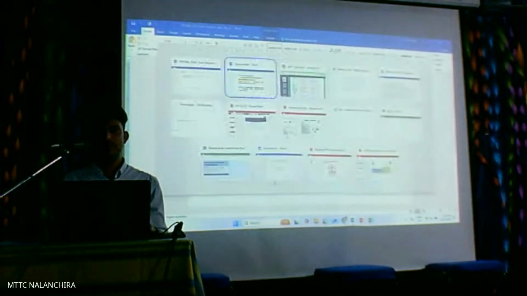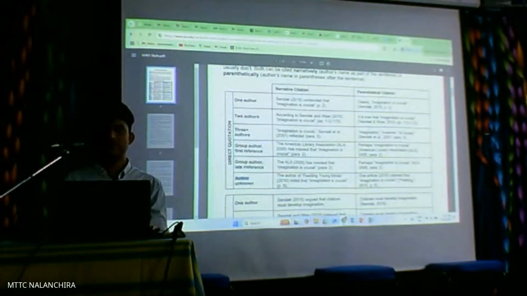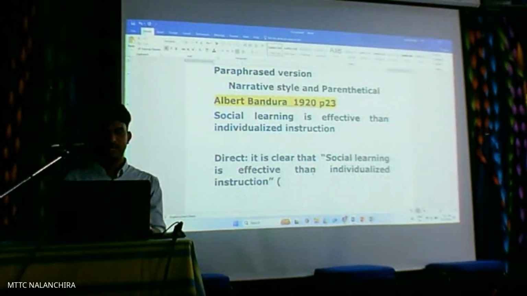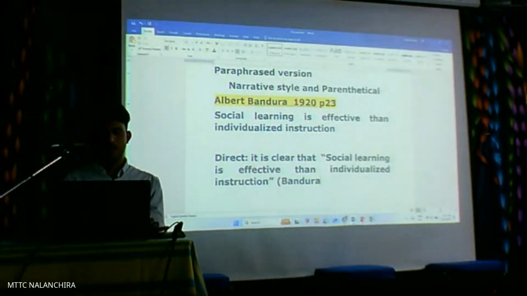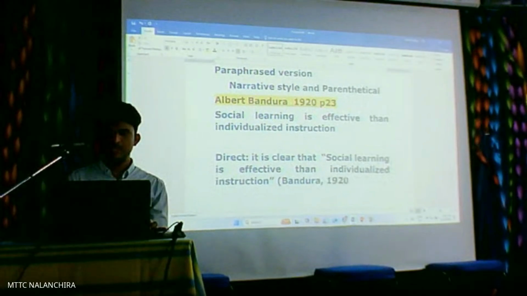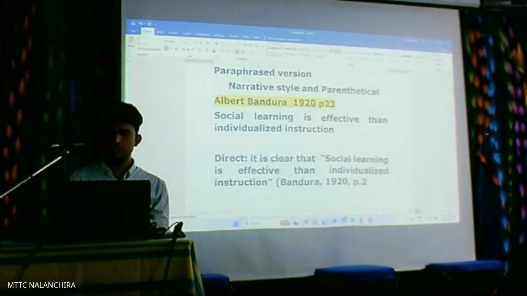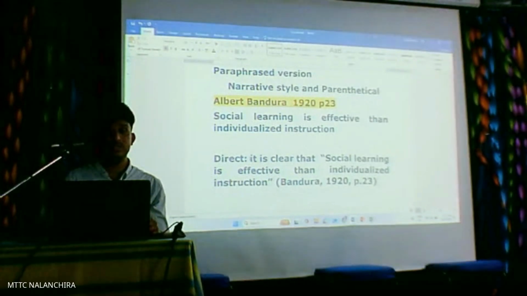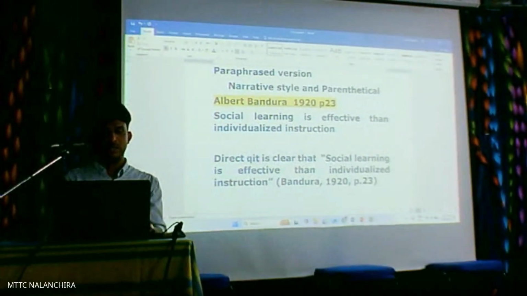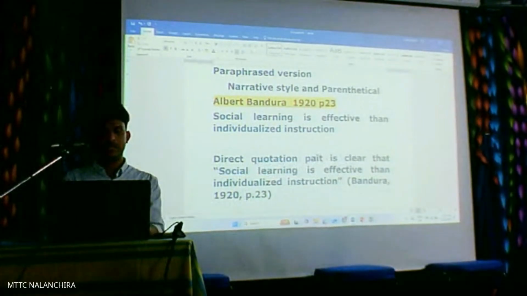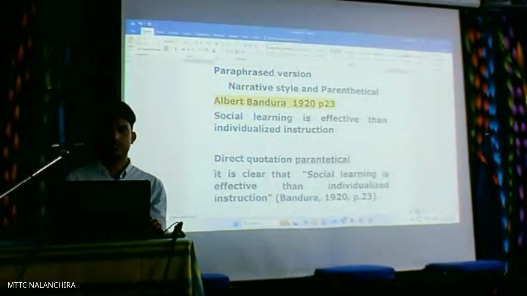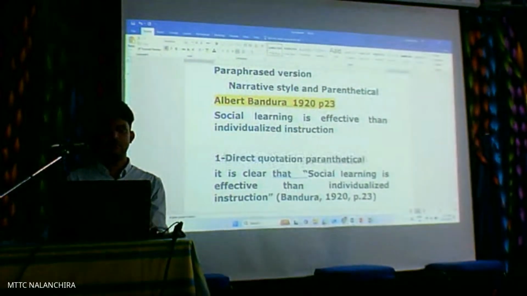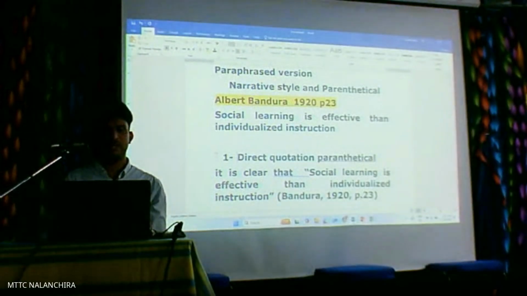See this, you can see the sample. This way you have to write. Then within bracket I have to write the second name of the author: Bandura, comma, 1920, comma, page 23. This is the way of direct quotation. What type of direct quotation is this? Direct quotation, parenthetical. One category.